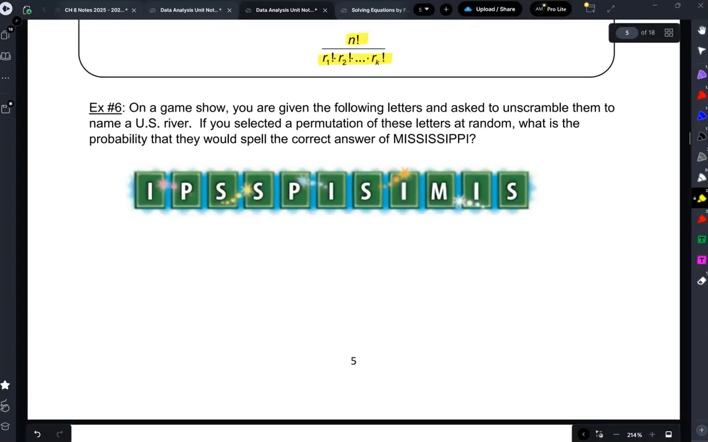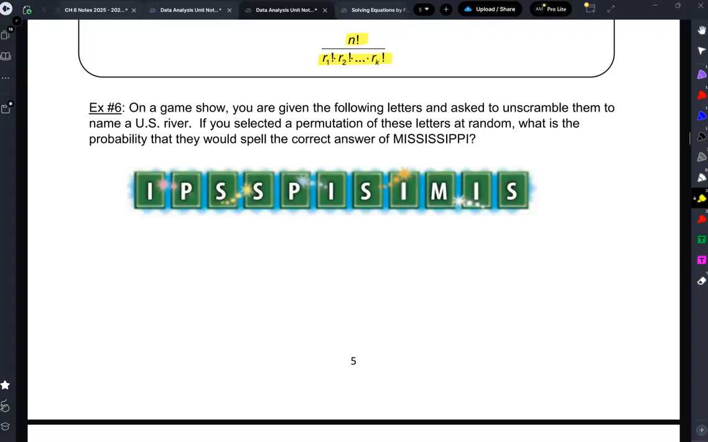Okay? So take a look at this one. You're given these letters and you want to unscramble them to name a US river. Okay, so here's the question. We all know it spells what? Okay, so now, here's the situation.